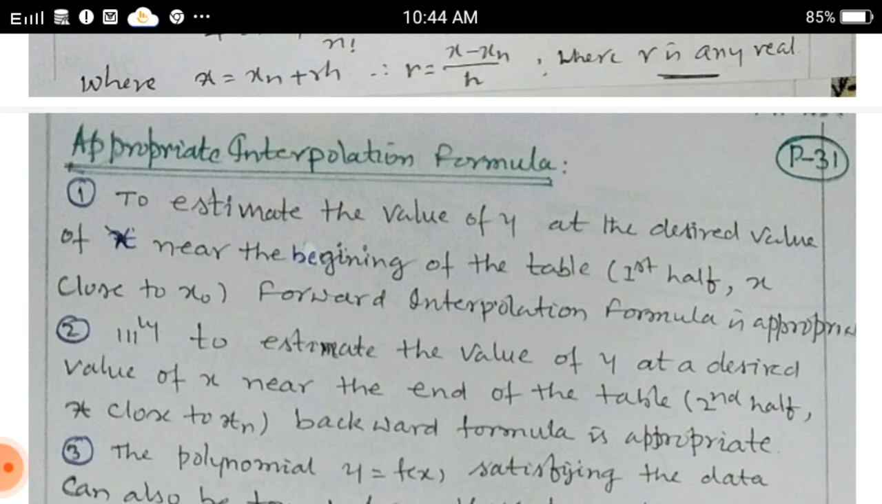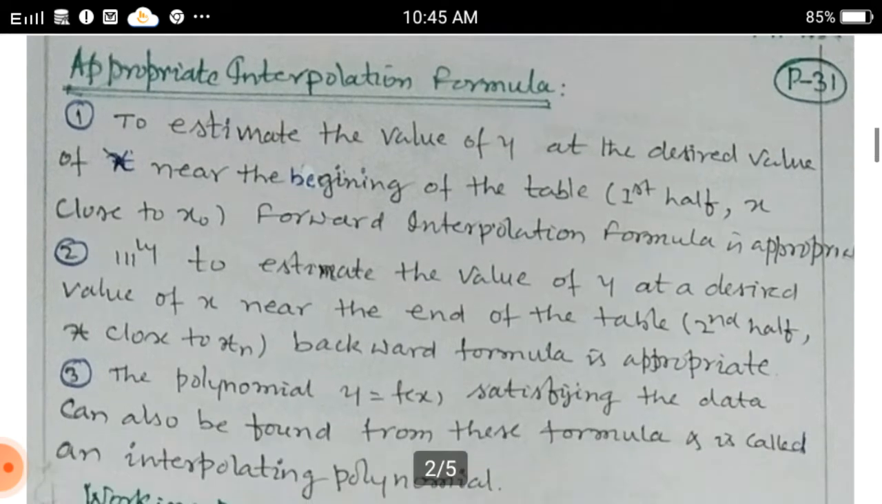So, which appropriate interpolation formula? Suppose the given problem is there. They may ask to find the value of y at given value of x. So, we use the appropriate formula. So, you may follow the steps. You remember this. It is very easy to remember, already explained.